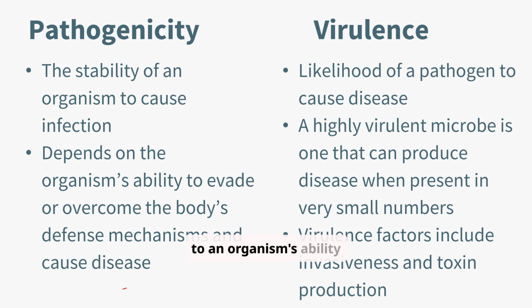Pathogenicity refers to an organism's ability to cause infection, while virulence describes the severity of the disease it can produce. Highly virulent microbes can cause disease even in small numbers. Pathogenicity: the ability to cause disease. Virulence: how bad the disease gets. A highly virulent microbe doesn't need many troops to take down your defenses.